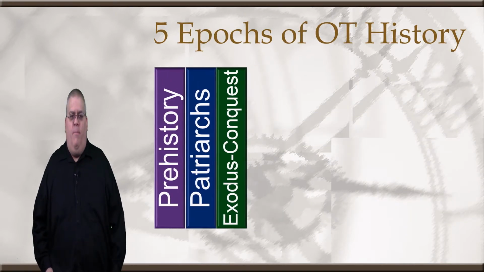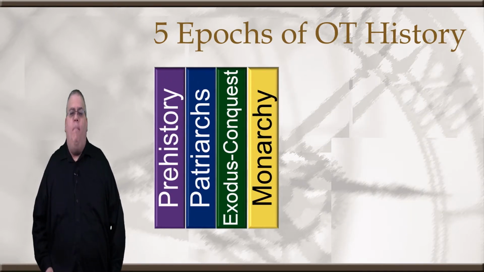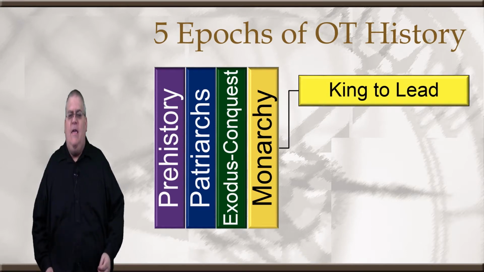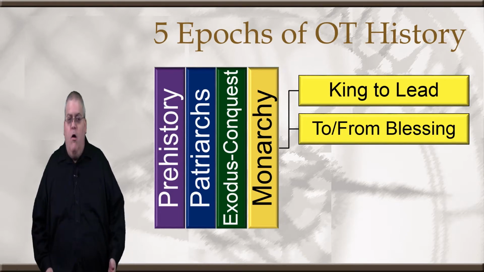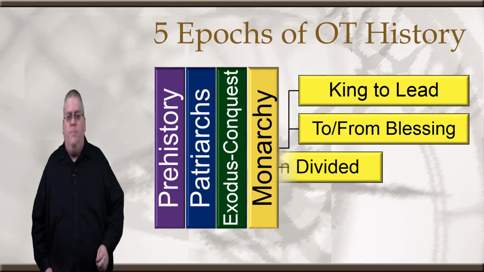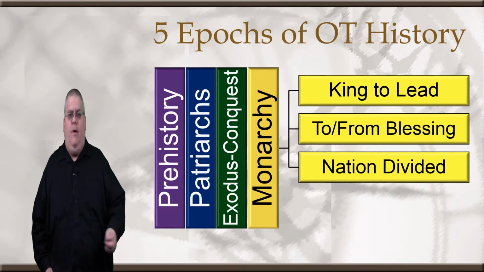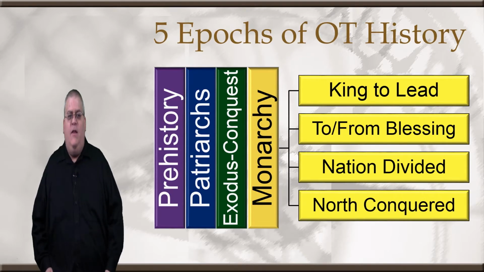That brings us to the fourth epoch, which is the time of the monarchy. In this epoch, the nation of Israel is given a king to lead them like the other nations had. Then they have a long series of kings, some of whom lead the nation towards God's blessing and peace, and some of whom lead them away. And during this time, God's people are divided into 2 separate nations because of their sin and idolatry. And near the end of this period, the northern kingdom is taken over by the Assyrian Empire, and it ceases to exist.